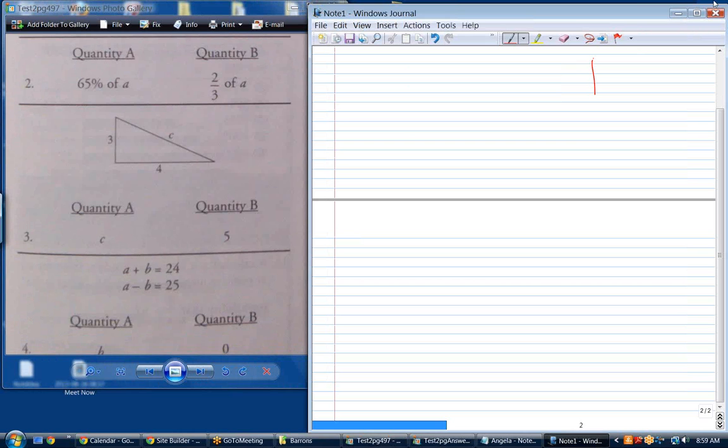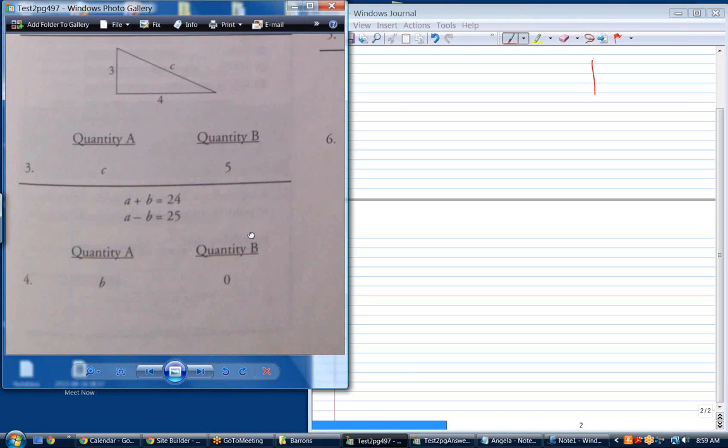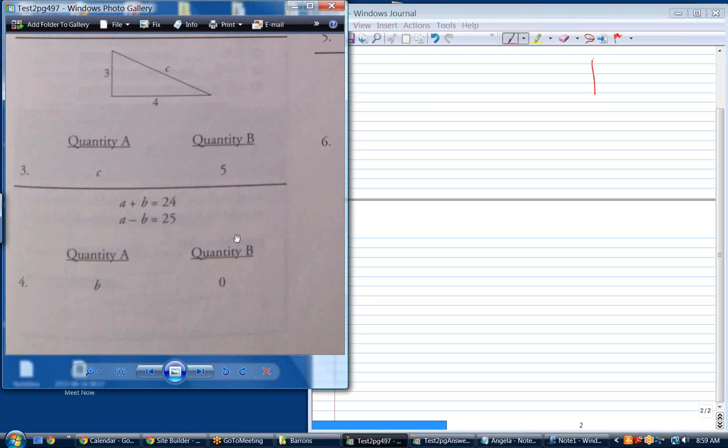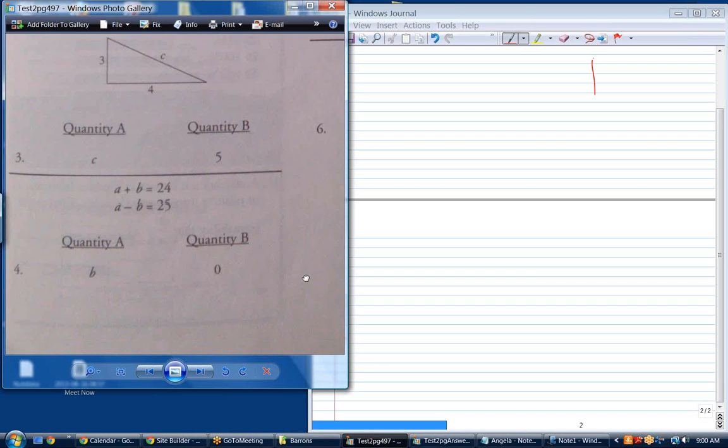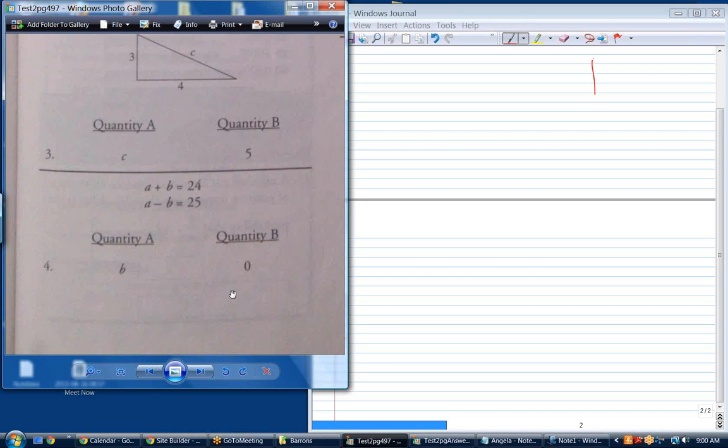On this one, quantity B would be larger. All right. Let's hope your test is like this. If it's like most tests, it starts out easy and gets harder. Yeah, unfortunately. This one, they're equal. Okay. And then 4.